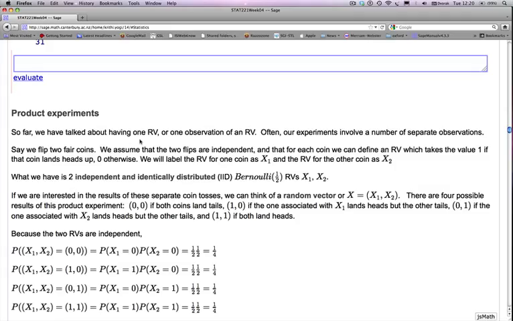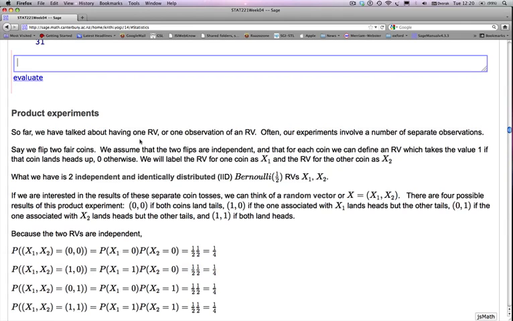This brings us to the new topic of product experiments. So far we have talked about having one random variable or one observation of a random variable. Often our experiments involve a number of separate observations. Say we flip 2 fair coins. We assume that the 2 flips are independent and that for each coin we can define a random variable which takes the value 1 if the coin lands up heads and 0 otherwise. We will label the random variable for one coin as x1 and the random variable for the other coin as x2.